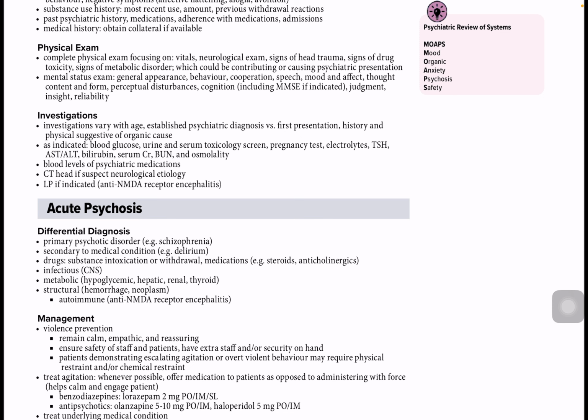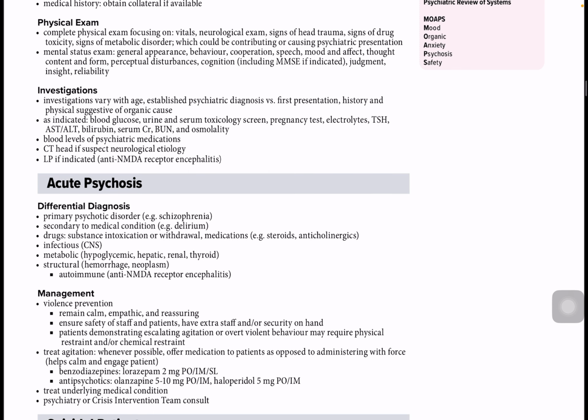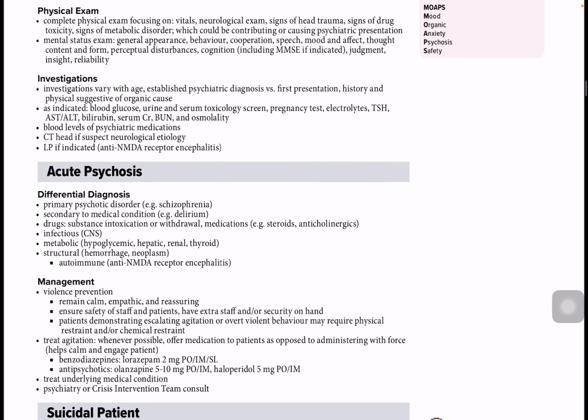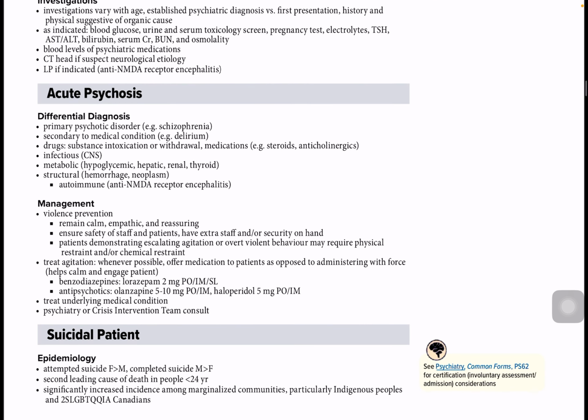So if the patient has a known psychiatric condition, let's say schizophrenia or some kind of bipolar disorder, you're going to check the blood levels for their specific psychiatric medication. CT head if you suspect neurological causes, LP if indicated, NMDA receptor encephalitis. Acute psychosis differential diagnosis: primary psychotic disorder, schizophrenia; secondary due to medical conditions, could be delirium, drug induced.